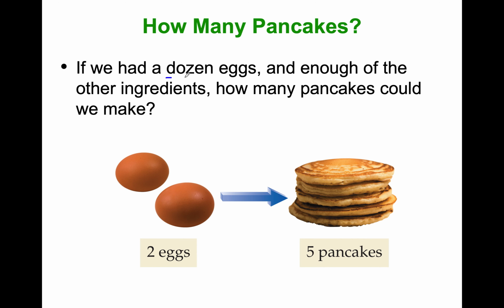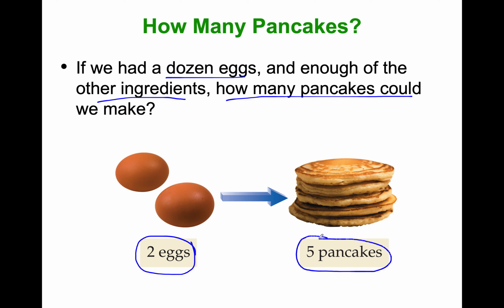Well, wait a minute. What if you had a dozen eggs and everything else, enough ingredients? How many pancakes could you make? So you just look at the ratio. Everything else is there. You know for every 2 eggs, you can get 5 pancakes. If it's a dozen eggs, so we're getting 12 of these. Okay, so let's say 12 eggs.